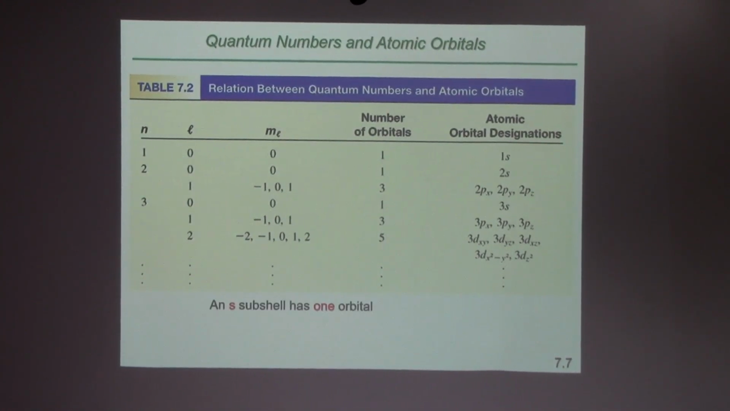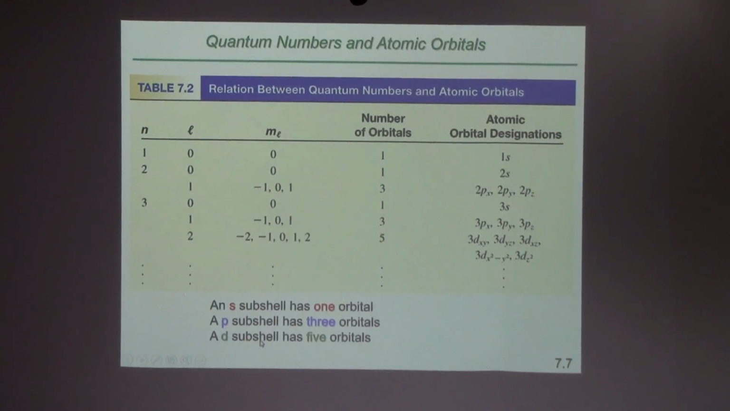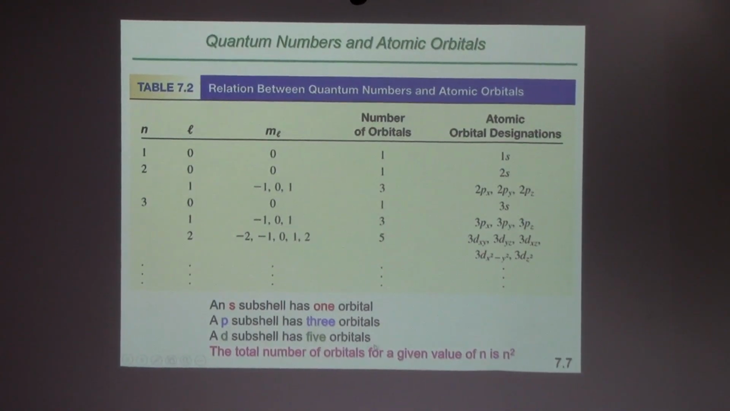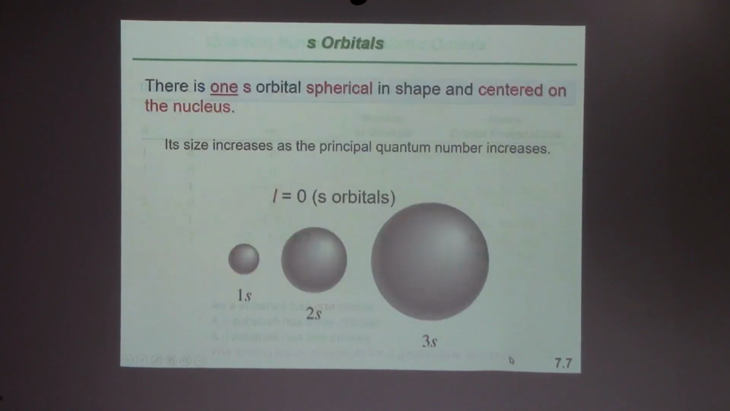9. So an s subshell has only one orbital. A p subshell has 3 orbitals, and you can count that: if L equals 1, that is a p subshell, so you have 1, 2, 3, which gives you 3 orbitals. If you have a d subshell, that means L equals 2, you have 5 orbitals, so 1, 2, 3, 4, 5. Okay, and the total number of orbitals for a given value of n is n squared. So you can use that equation. We said when n equals 3, the total was 9. If you just square the 3, we get the same answer.